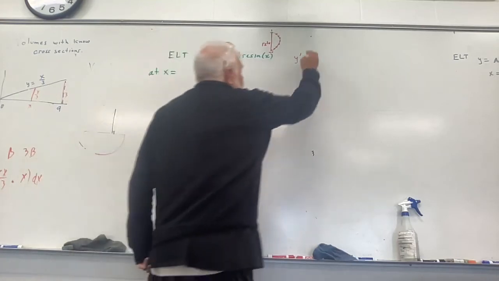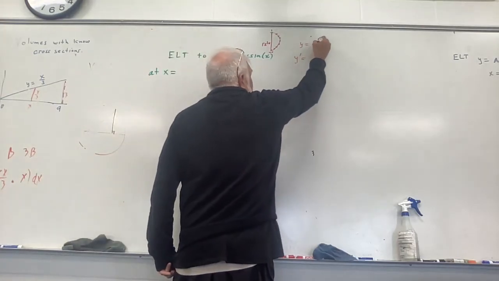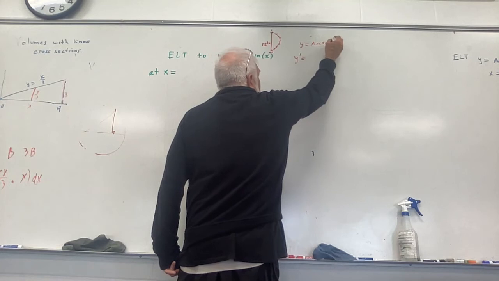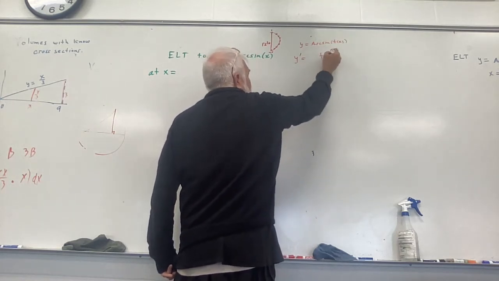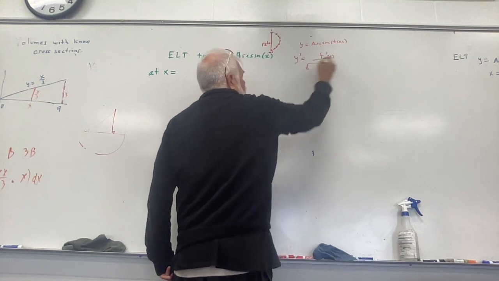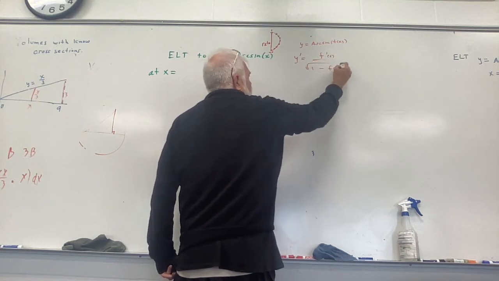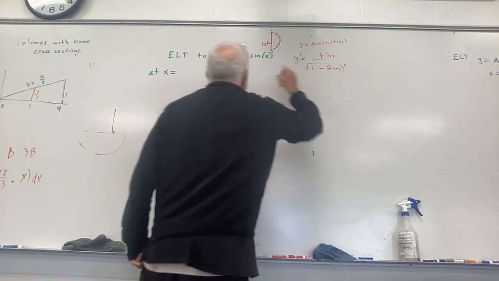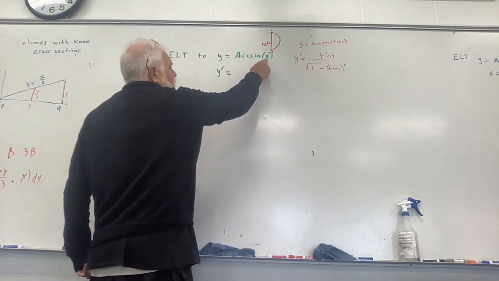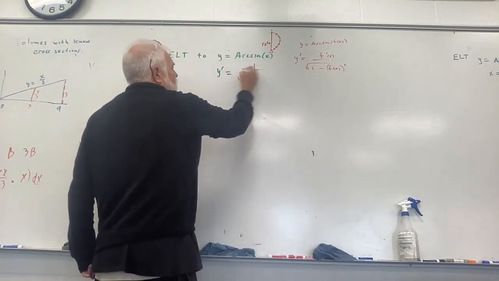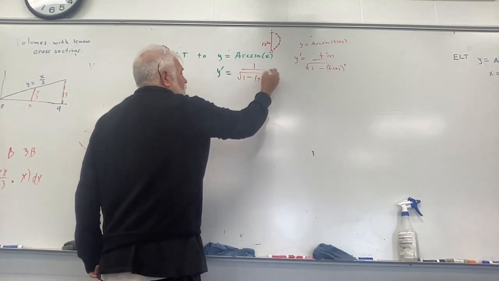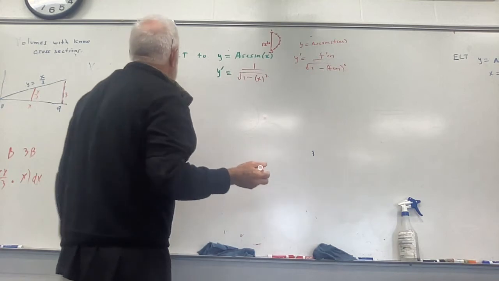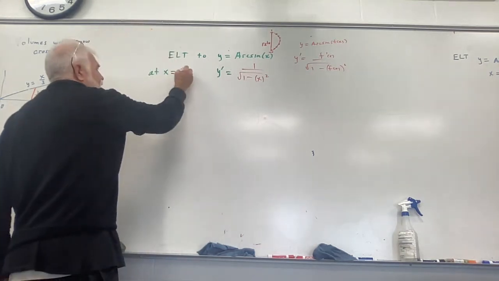So y prime, if y equals arc sine of f of x, then we've got f prime of x over the square root of 1 minus f of x squared. In this particular case, the derivative of x is 1, and that's over the square root of 1 minus the function, which is x, so x squared. All right, so what's an easy one to start with? How about x equals a half?